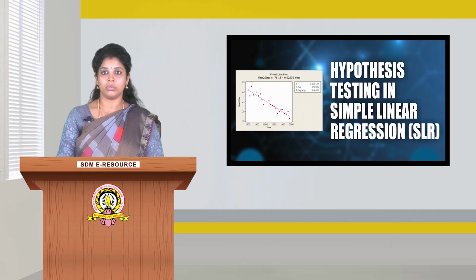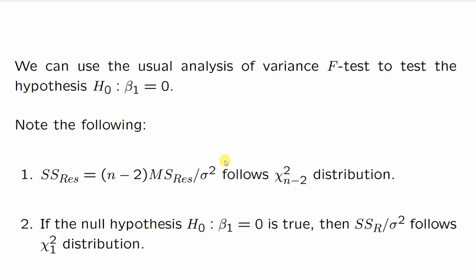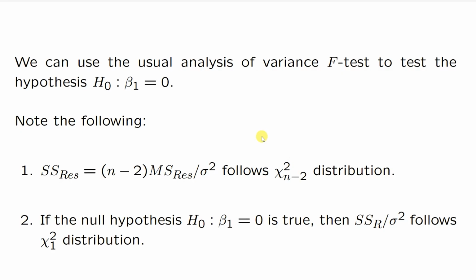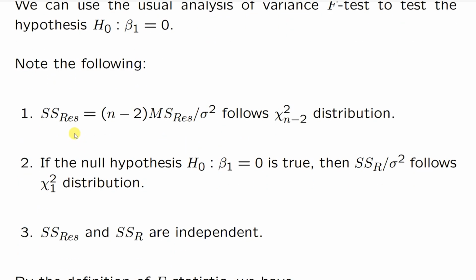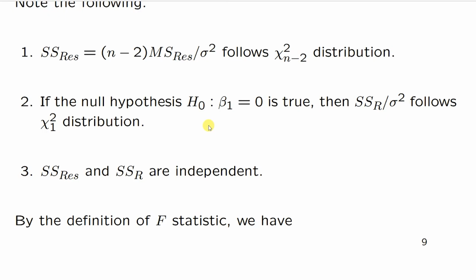Now, since we have found the different terms required to form the analysis of variance table, we can proceed with constructing the test statistic, that is F. Before proceeding, let us note the following: the residual sum of square is equal to n minus 2 into residual mean square. So n minus 2 into residual mean square divided by sigma square follows chi-square distribution with n minus 2 degrees of freedom. And if the null hypothesis H0 is true, then SSR divided by sigma square also follows chi-square distribution with 1 degree of freedom. And we need to note that the residual sum of squares and regression sum of squares are independent.